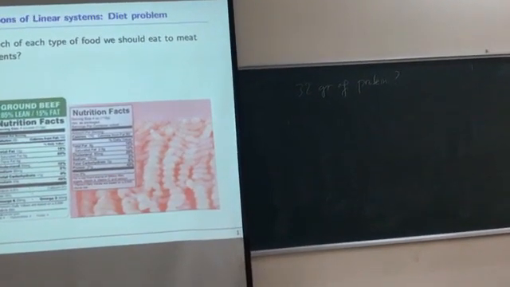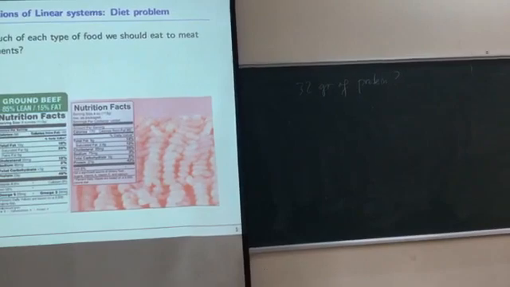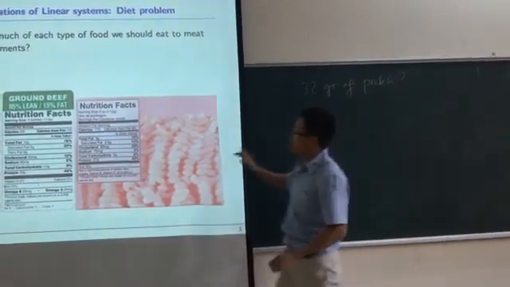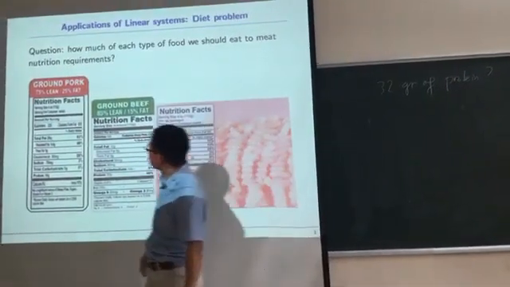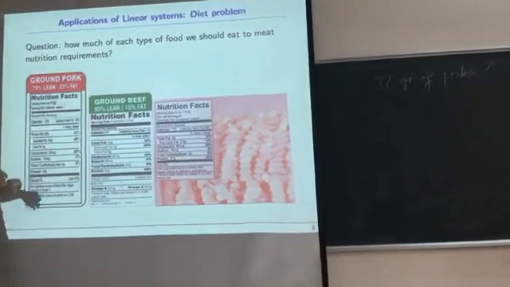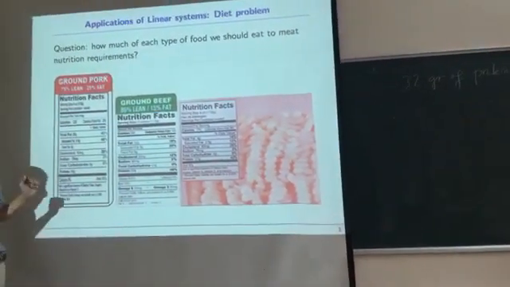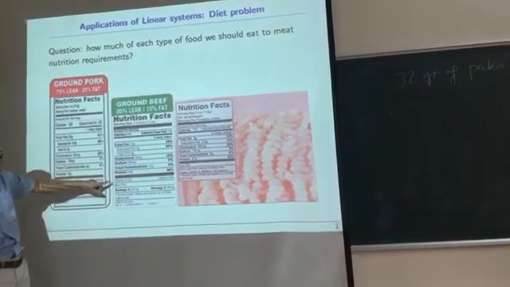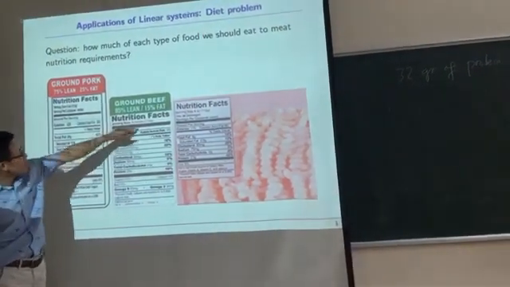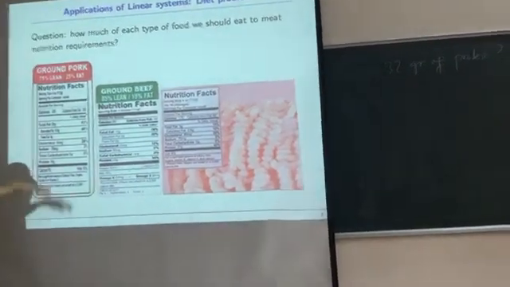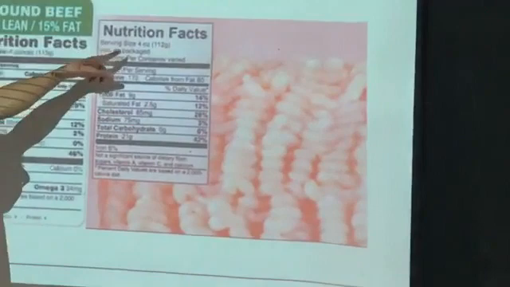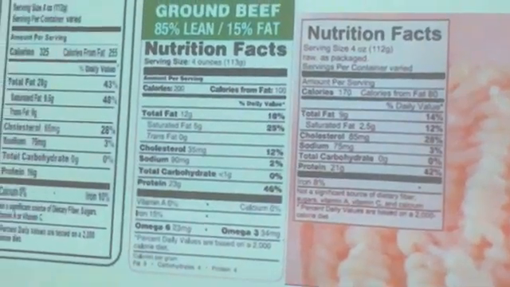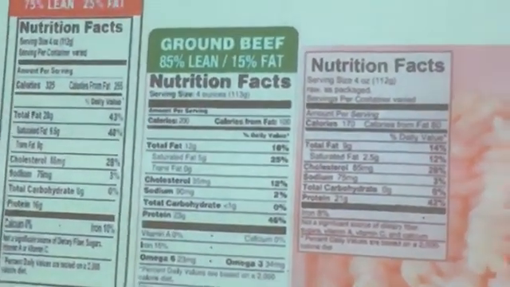Does anyone know the answer? Well, simple answer, right? So the protein in ground pork is 16 grams per 112 grams of pork, right? Here is 23 grams in 113 grams of ground beef, and here is 21 grams in shrimp. Now, which type of food should we eat to get, let's say, 32 grams of protein?